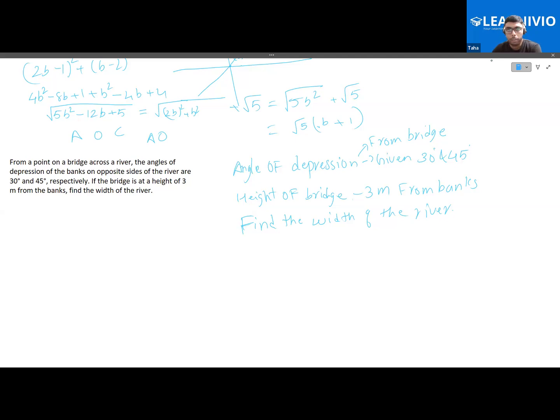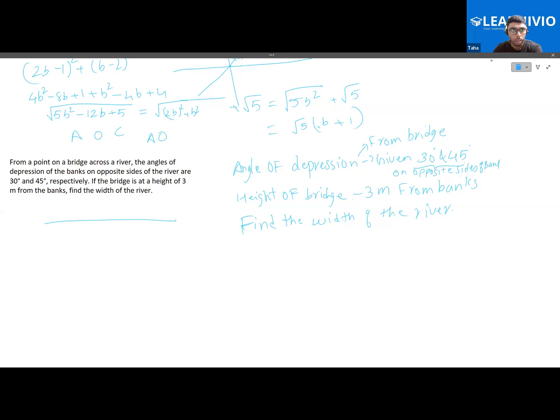So we are talking about angle of depression here, which is from the bridge, and the height of the bridge is given, and the width of the river is given. So let us imagine the scenario and make a diagram here. Let's go step by step. So we have a bridge here somewhere. And from that bridge, we are looking at angles of depression of 30 degrees and 45 degrees. These two angles are on opposite sides of the bank.